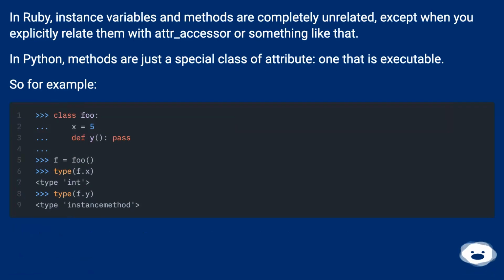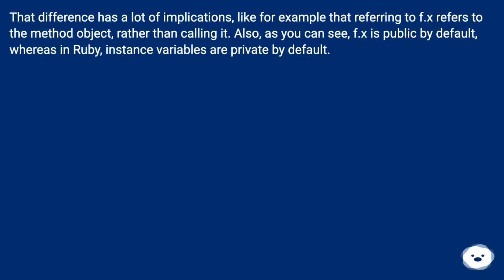In Ruby, instance variables and methods are completely unrelated, except when you explicitly relate them with attr_accessor or something like that. In Python, methods are just a special class of attribute, one that is executable. So for example, that difference has a lot of implications, like for example that referring to f.x refers to the method object, rather than calling it. Also, as you can see, f.x is public by default, whereas in Ruby, instance variables are private by default.